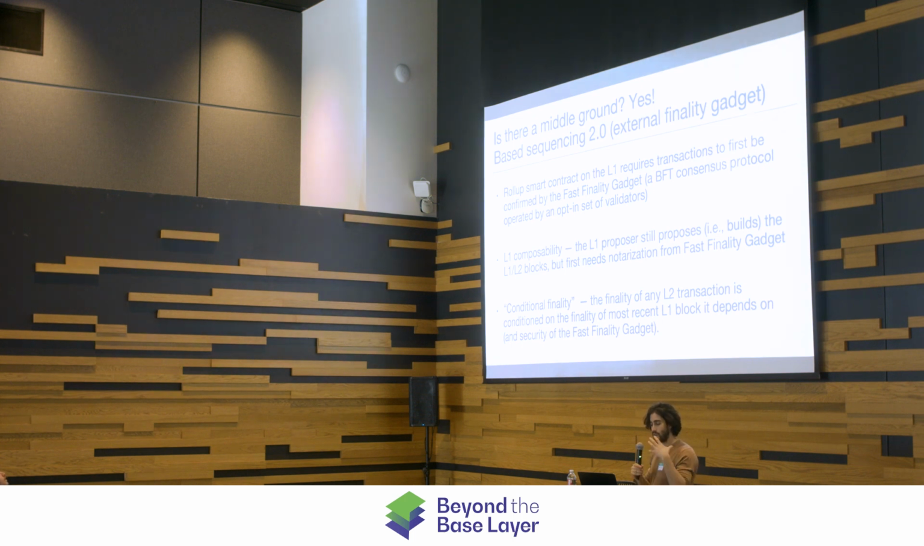And this allows simultaneously, number one, still L1 composability because you have a shared proposer with the L1 who's building the L1 and L2 blocks together. But because of this notarization from the fast finality gadget, you get what I call conditional finality. So the finality of any pure L2 transaction is conditioned on the finality of the most recent L1 block it depends on. And for some L2 transactions, that may be very, very final, right?